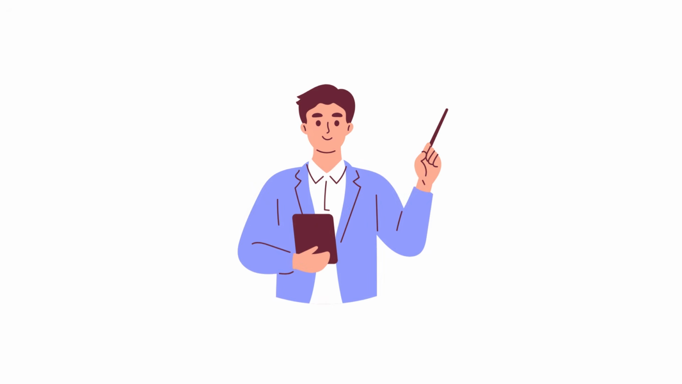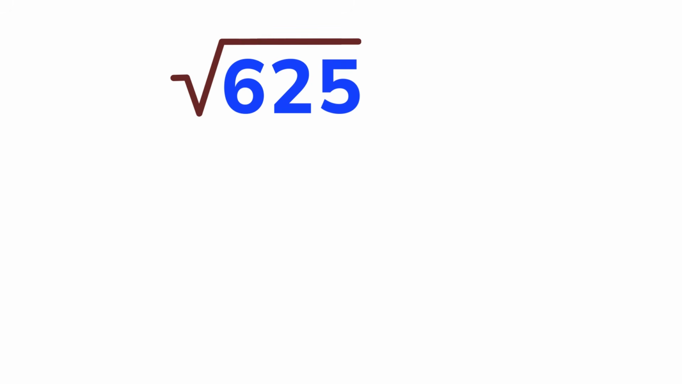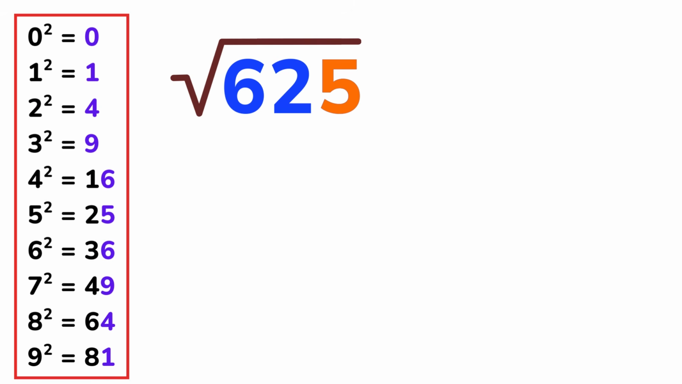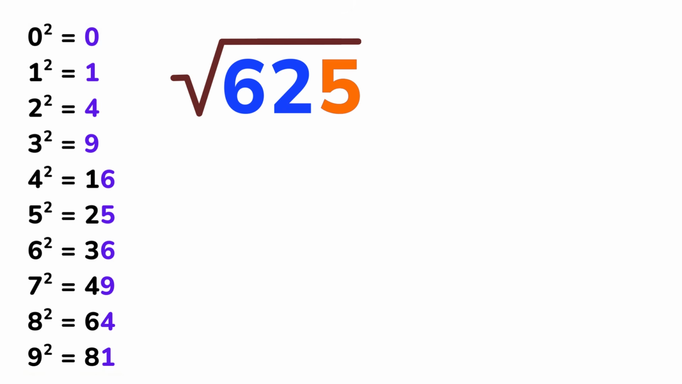Let's begin with a simple one. What's the square root of 625? Focus on the last digit of this number, which is 5. From our magic sheet, now look at the square whose last digit ends up in 5. It's 5 by itself. So write down 5 here.